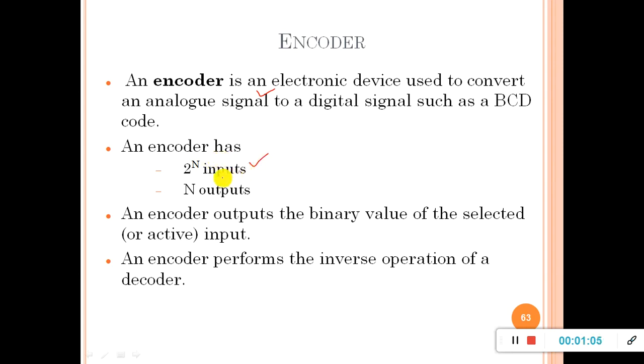An encoder has 2 to the power n inputs and n outputs. An encoder outputs the binary value of the selected input. So what it does is select one input out of 2 to the power n inputs. An encoder performs the inverse operation of a decoder. This is very important: an encoder performs the inverse operation of a decoder.